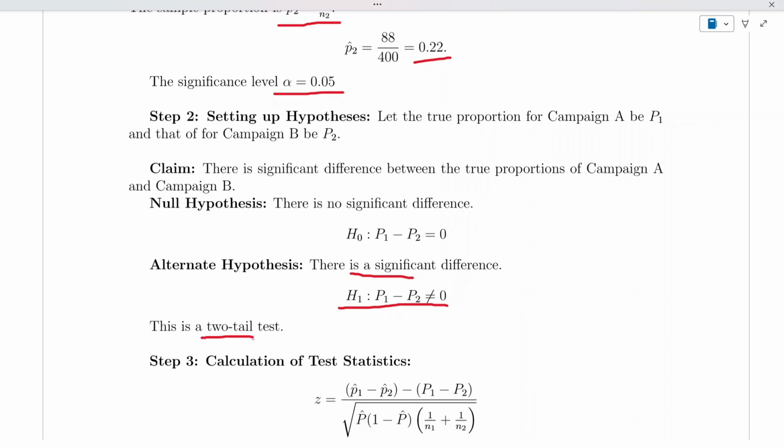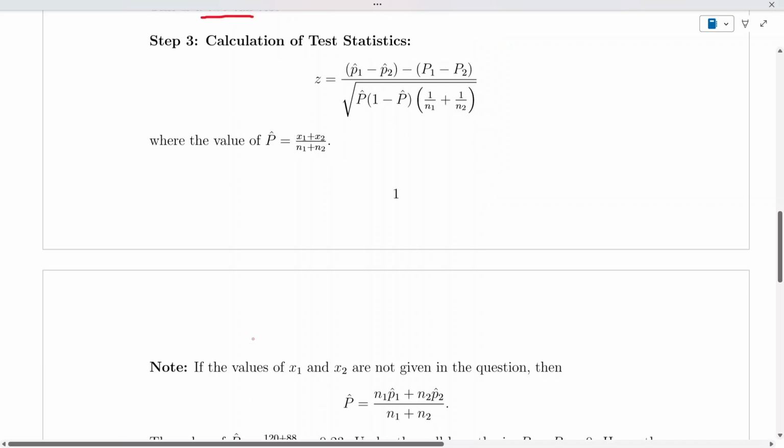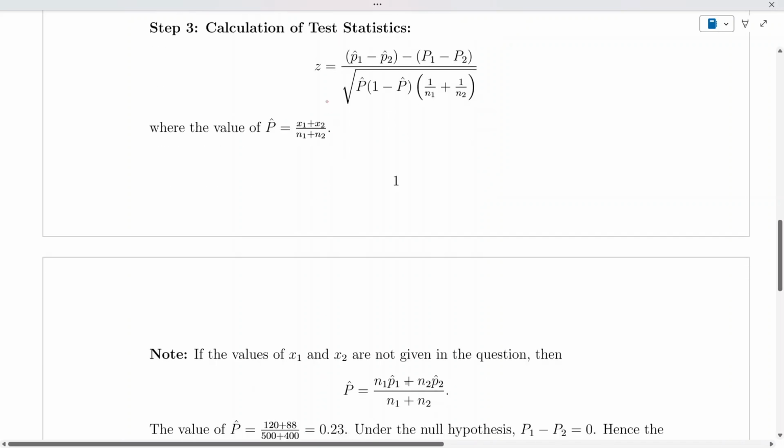Now in step 3, we calculate the value of the test statistic. The formula of the test statistic z is given by this expression. Z equals p hat 1 minus p hat 2, which is subtracted by capital P1 minus capital P2, divided by the square root of p hat into 1 minus p hat multiplied by 1 upon n1 plus 1 upon n2. Now you will ask, what is this p hat here? Well, this p hat is called the combined proportion. The value of p hat is given by the formula x1 plus x2 divided by n1 plus n2.